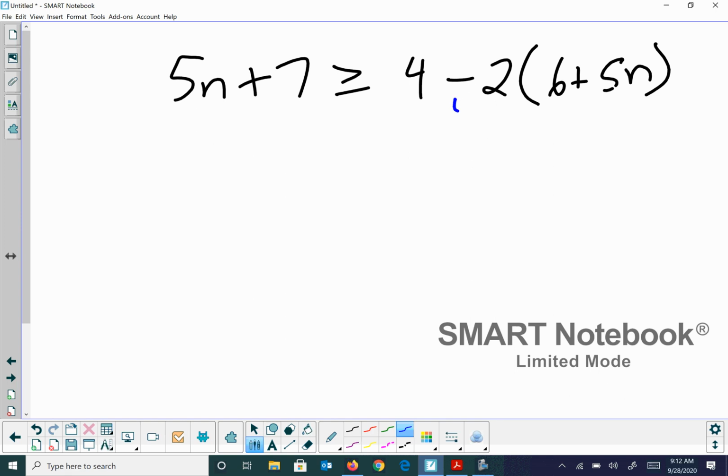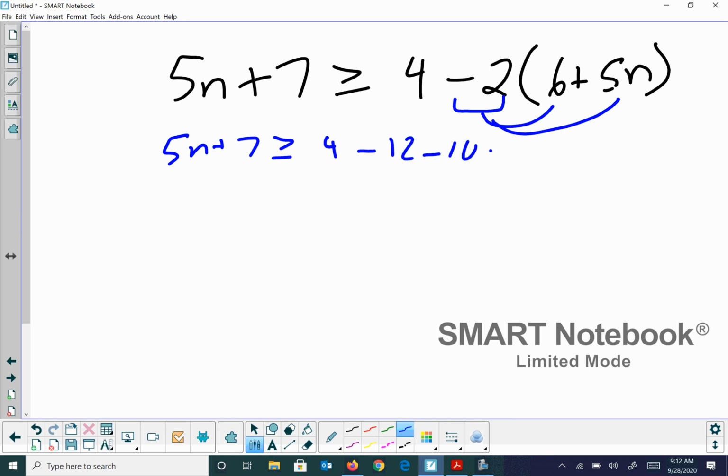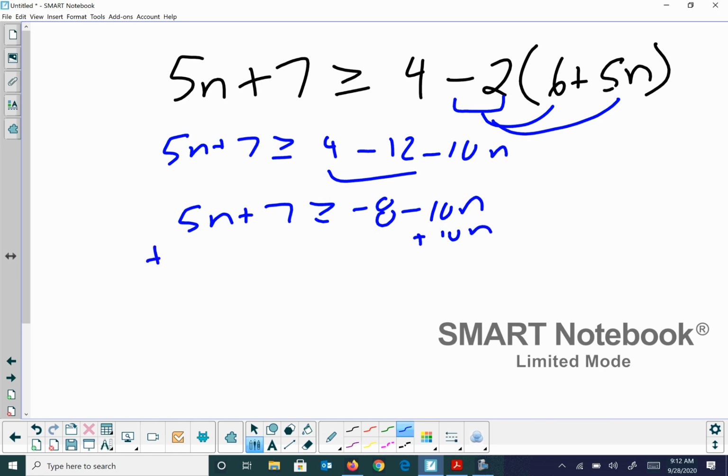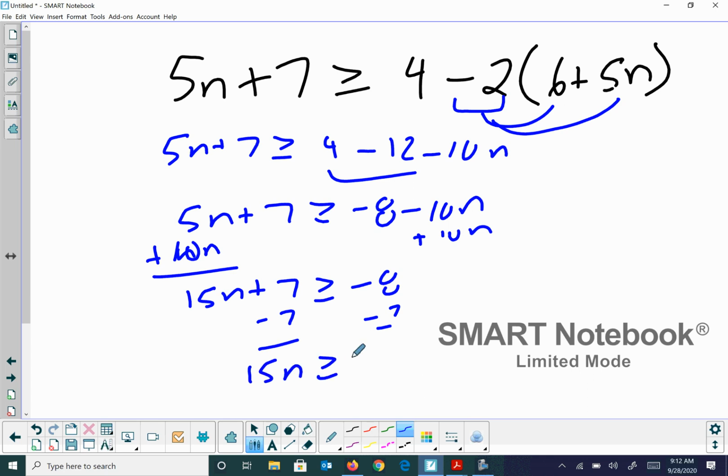Okay, this one, I've got to remember, I have to distribute the -2. That's going to give me -12 minus 10n. Combine my like terms. And then let's start solving it. Maybe add 10n to both sides. And then subtract 7 from each side. And divide by 15. Do I flip the signs on this one? No, I did not divide by a negative.